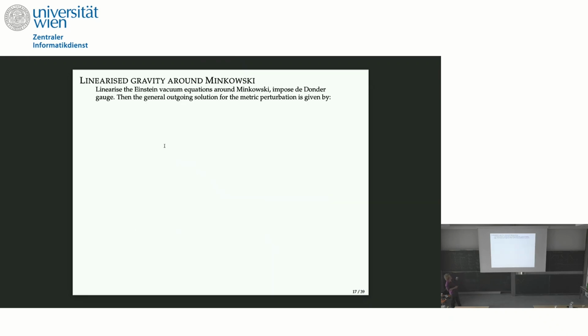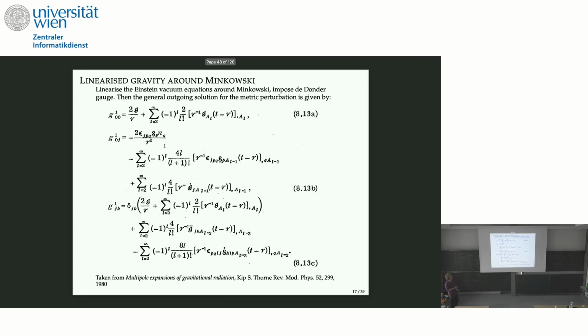Now, linearized gravity around Minkowski, I won't say all that much about it, but if you linearize the Einstein vacuum equations around Minkowski and impose wave gauge, then the general outgoing solution for the metric perturbations, at least on fixed spherical harmonics, you can write it like this, just as proof of concept. It exists somewhere here. This is from Kip Thorne's review paper from 1980.